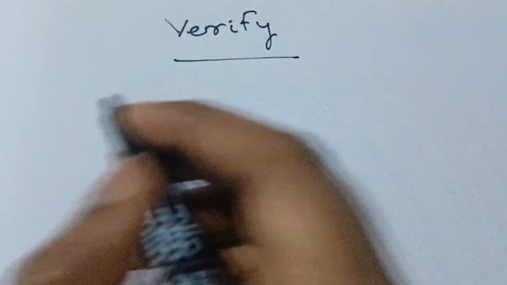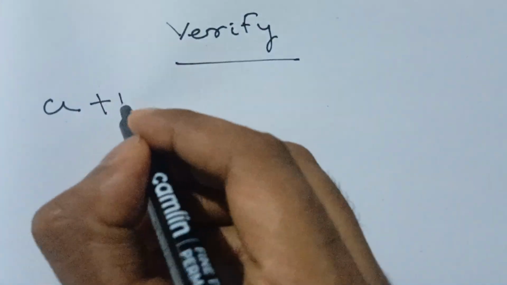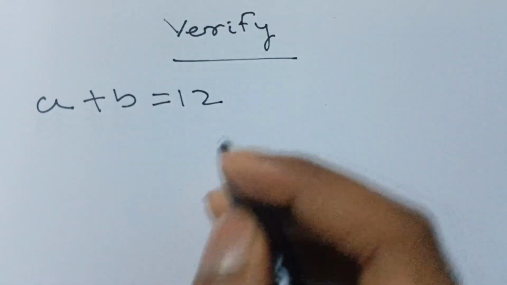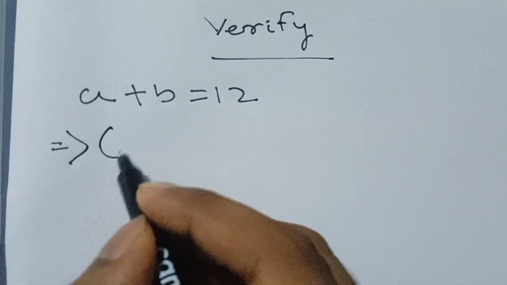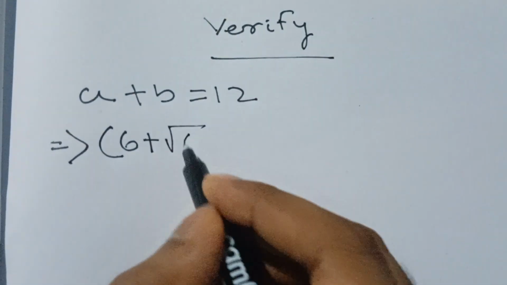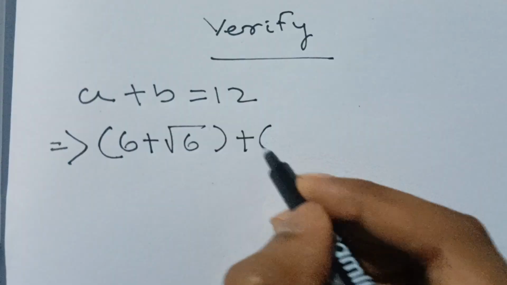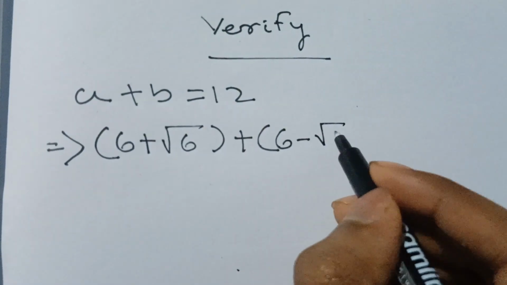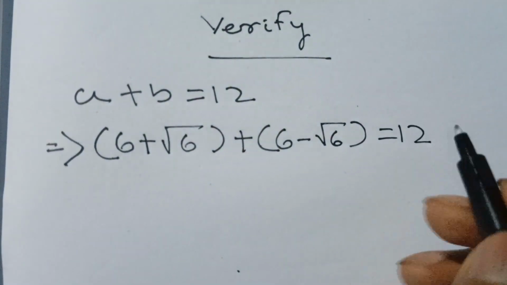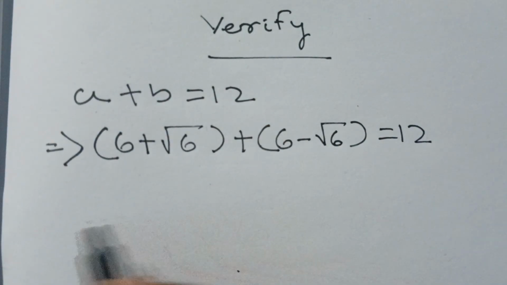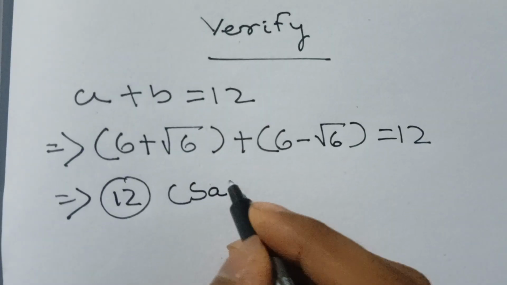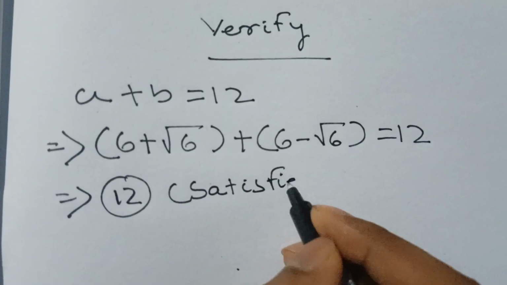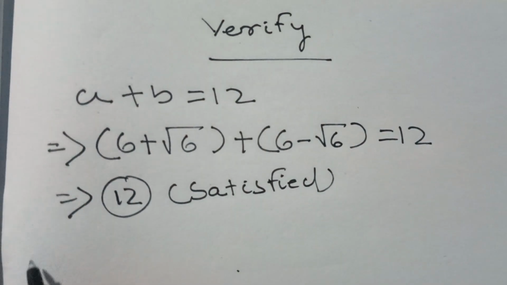Now we'll verify. The equation was a plus b is equal to 12. Putting in the values, 6 plus root 6 plus (6 minus root 6) is equal to 12. The square root terms cancel and that will be 12. So the first equation is already satisfied. Now we'll prove the second equation.